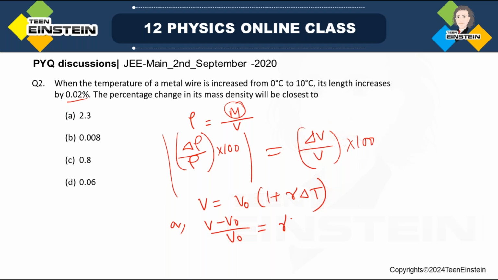is equal to gamma delta T. What is this gamma? Volume expansion coefficient.